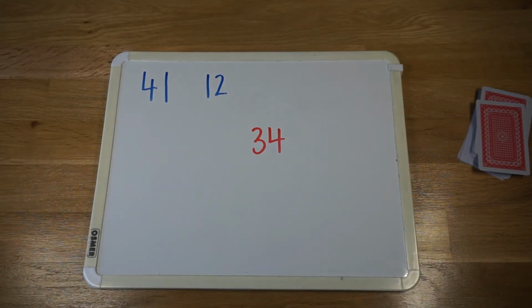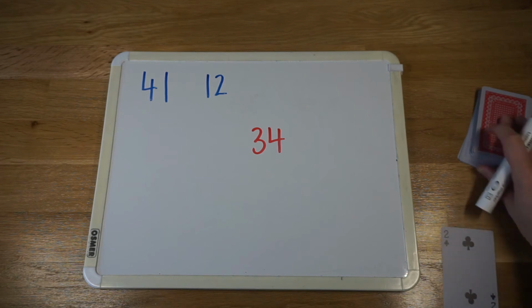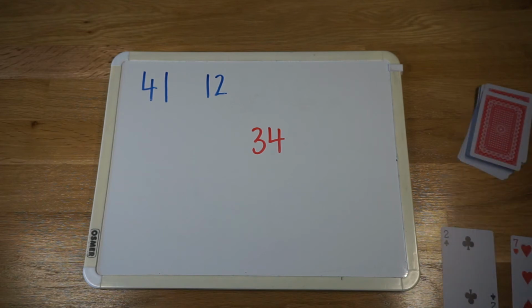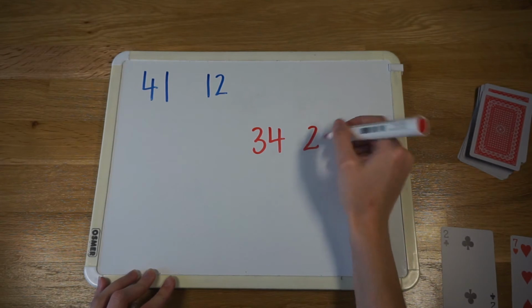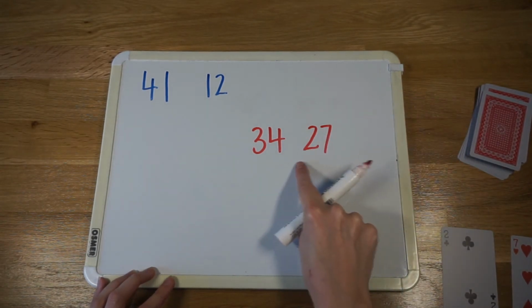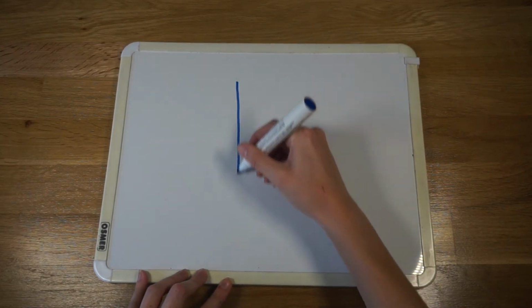I'm going to do it one more time. I'm going to flip over 2 cards, a 2 and a 7. I'm going to write that number down and then practice saying it. 27.